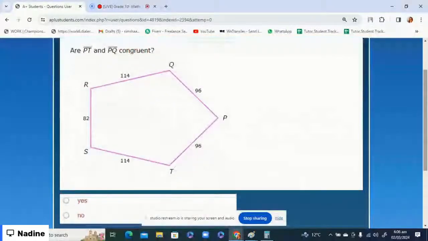Are PT and PQ congruent? First of all, we check P and T. This is 96. Now checking P and Q. P and T is 96, and P and Q is also 96. So are these triangles congruent? Yes or no? Yes. Why is it yes? Because both have the same length. 96, 96, they have the same. So we can say that this is congruent.